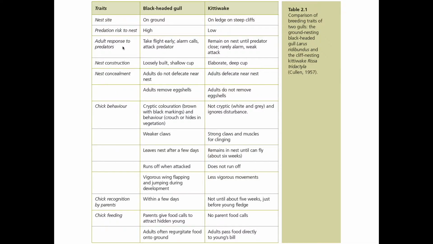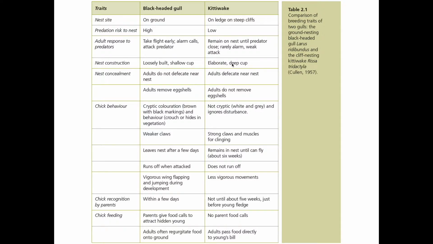Adults, how do they respond to predators? Well, in black-headed gulls, they take flight early, they have alarm calls, and they will attack the predator. With kittiwakes that are on the cliffs, they stay on the nest until the predator is close. They rarely have alarm calls. They don't put up much of a fight at all. So in an environment where predation risk is high, the parents are active in terms of defending the nest. In situations where predator risk is low, they haven't evolved the same strategies to fend off an attack when an attack occurs. Nest construction, not particularly elaborate.